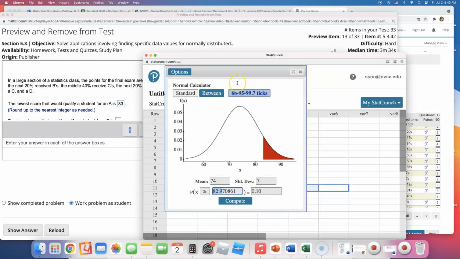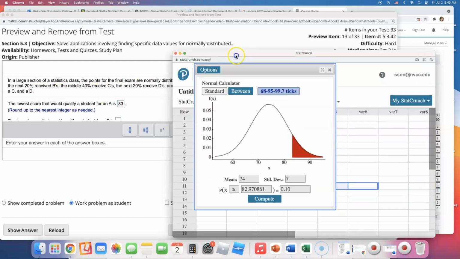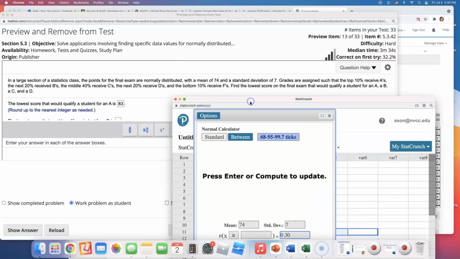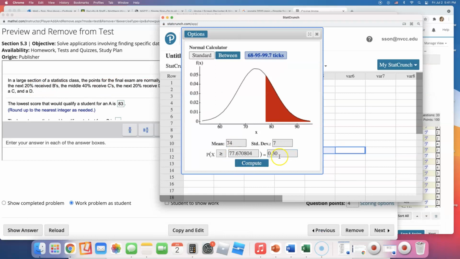Now, what about a B? The B says next 20%. Look at the wording very carefully: next 20%. First we have the top 10%, and then the next 20. So 10 plus 20 is 30. What you have to do now is change that to 30. Why is it 30? Because they said the next 20% after those 10% of students. So if I look at the number, a person needs to have higher than 78 to get a B.